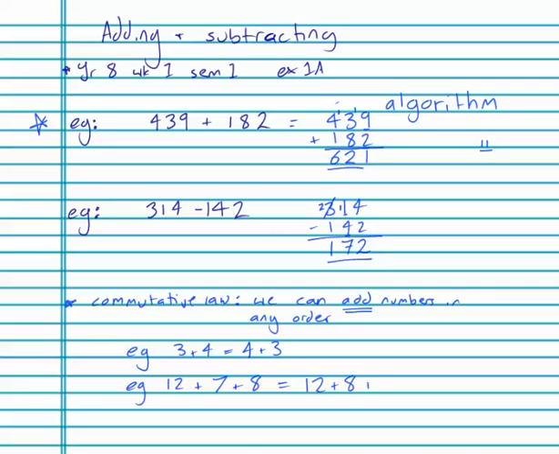So I rearrange to make it 12 plus 8 plus 7. 12 plus 8 is 20. 20 plus 7 is 27. It's a lot easier that way for me than doing 12 plus 7, which gives me 19, and then working out 19 plus 8 is 27. You can do it either way. Sometimes rearranging is pretty helpful.